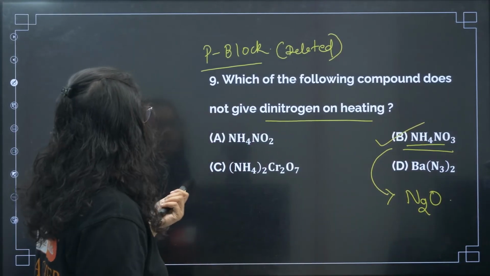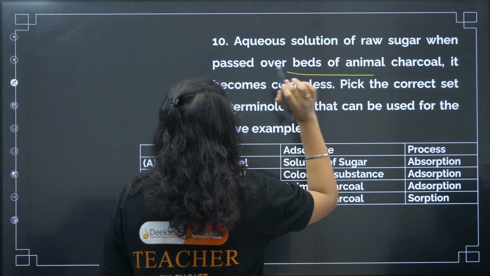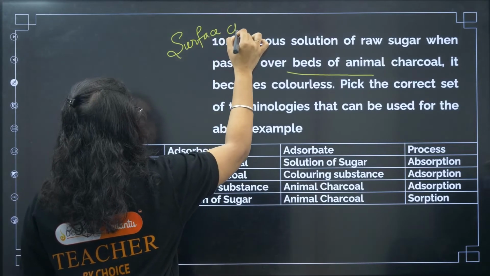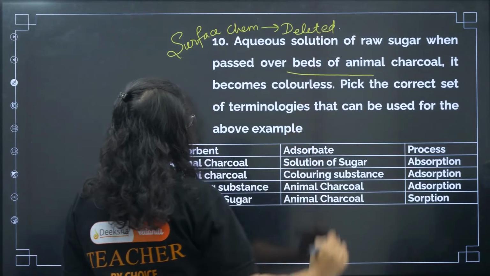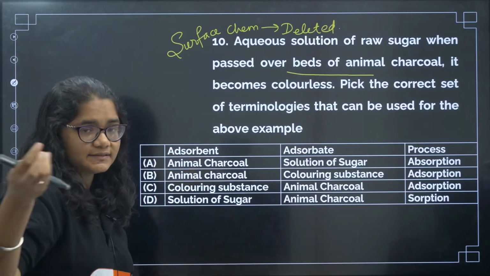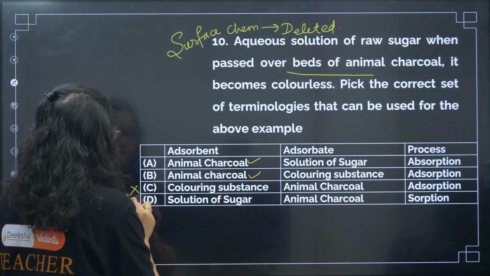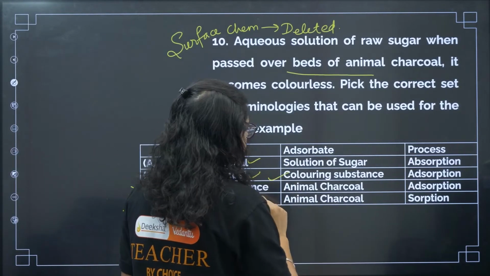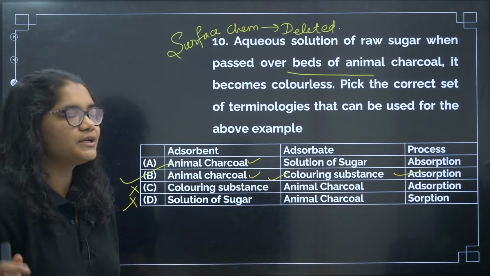Now coming to the 10th question: an aqueous solution of raw sugar when passed over beds of animal charcoal. This question is from your surface chemistry, and this chapter is also deleted, so we will not discuss it in much detail. Here you can see the adsorbent is where the substance is getting adsorbed. So animal charcoal can behave as an adsorbent, so we can eliminate these two options. Adsorbate is the substance which gets adsorbed, so the coloring substance gets adsorbed and the process is adsorption. So the correct answer for this question is option number B.